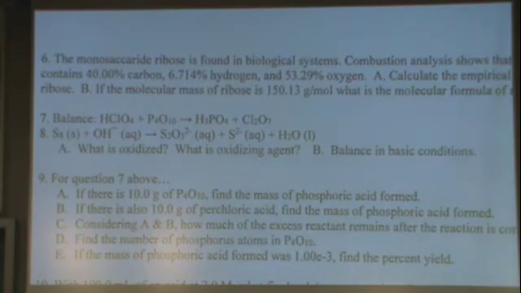Only part A? A and B. Okay, A and B. Part A says that if there's 10 grams of P4O10, then what's the mass of phosphoric acid? Well, you need to balance the reaction. And then basically your calculation is you need the molar mass to get to moles. And then you need the molar ratio, the moles of phosphoric acid over the moles of P4O10.